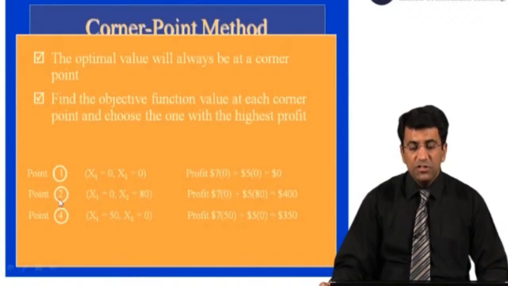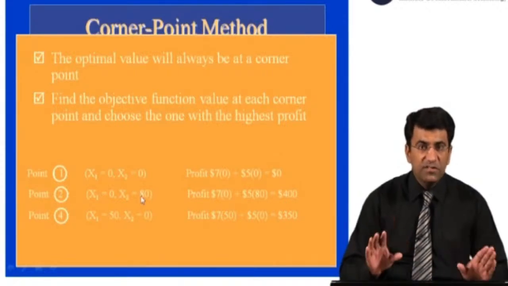The second feasible solution is at the point 2, where the value of x1 is 0 and the value of x2 is 80. Now we will put these values of x1 and x2 in this equation, that is x1 is equal to 0, x2 is equal to 80. Then the profit function will become 400. What it means is that if we do not produce any units of x1 and produce 80 units of x2, then we can produce within the feasible area.